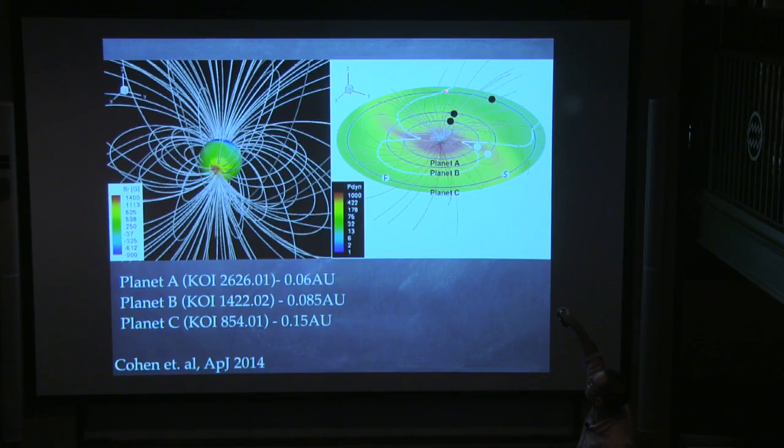And one thing I would like to draw your attention to is this solid white line, which represents the Alfvén surface. This is the point where the stellar wind achieves the Alfvén speed. And you can see that the orbits of the planets cross from the sub-Alfvénic to the super-Alfvénic plasma environment. And this will be very important for the results I'll show you.